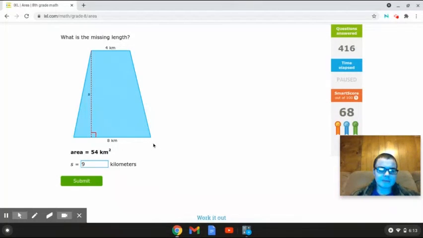So s is equal to 9 kilometers, because if we plug in 9 for s, and we do the math, the area will eventually total out to be 54 kilometers squared. And that is how to solve this problem.